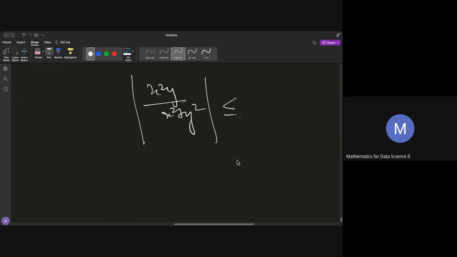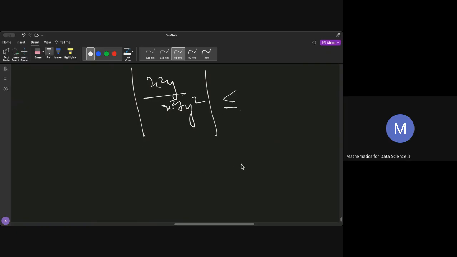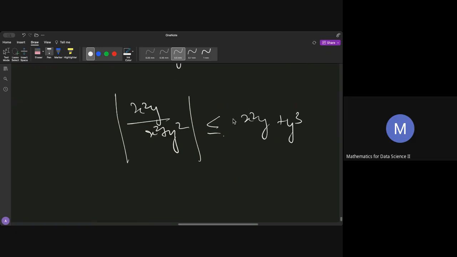Okay, let's see this. If I have this thing by, can I say that this thing is less than x squared y plus y cubed? Can I say this? I've kept the denominator the same, but I've changed the numerator. I've added something here, right?